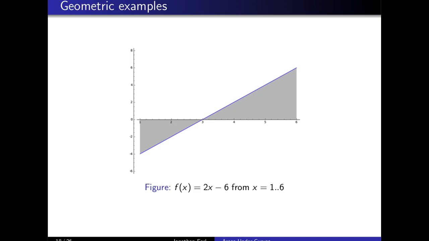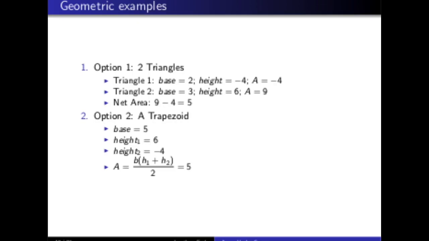So for example, we have this function 2x minus 6 going from x equals 1 to 6. Depending upon how you view this region, you could view it as a trapezoid or two triangles, one triangle that's above the x-axis, the other one that's below it. So one triangle with positive area, the other one with negative area. So to see that these are the same thing, I'll go and describe what's going on here with both.